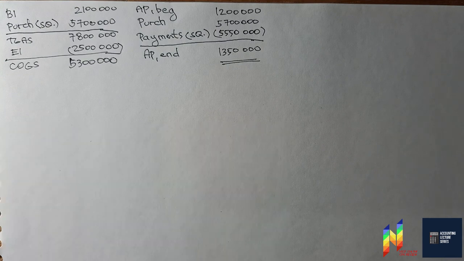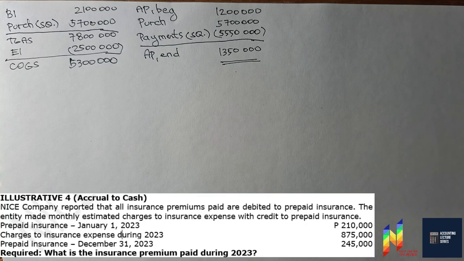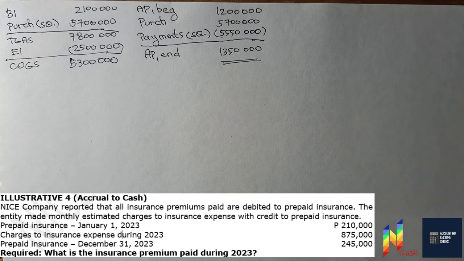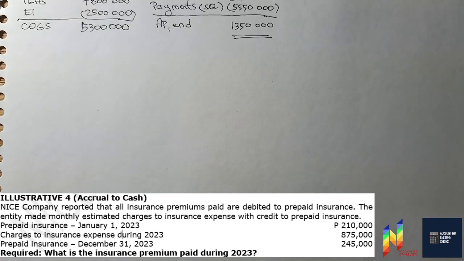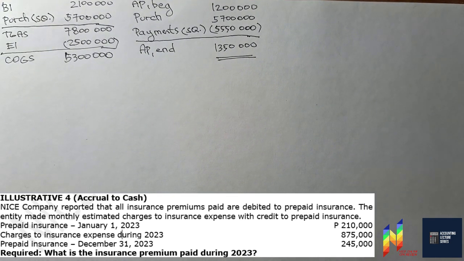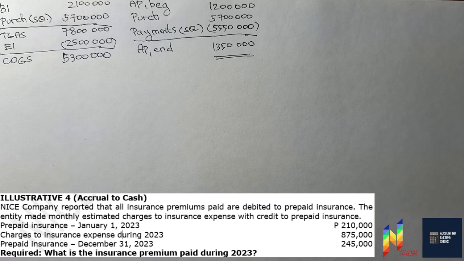So, punta ngayon tayo sa illustrative problem number 4. So, here in illustrative problem number 4, Nice Company reported that all insurance premiums paid are debited to prepaid insurance. The entity made monthly estimated charges to insurance expense with credit to prepaid insurance. Then we have prepaid insurance at the beginning, charges to insurance expense during the year, then we have prepaid insurance at the end. So what is the insurance premium paid during 2023? So these are with regards to the expenses other than doubtful accounts expense and depreciation expense.